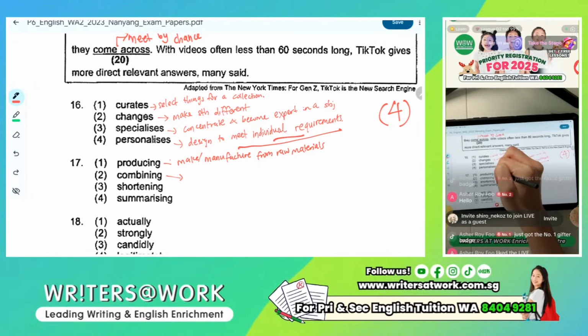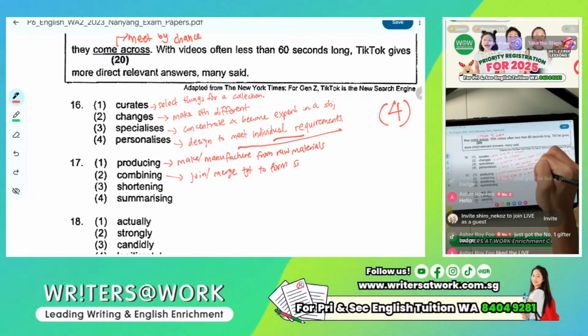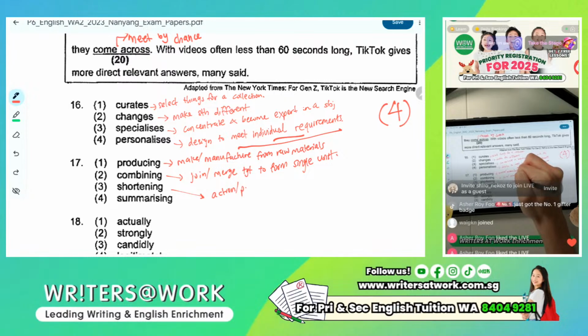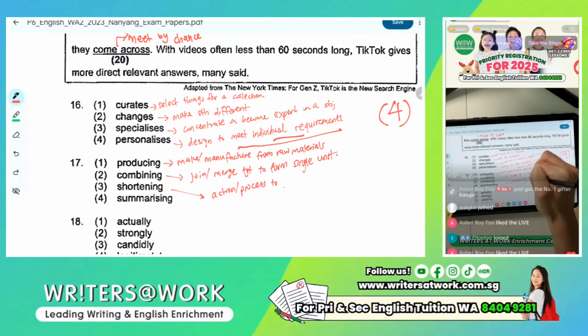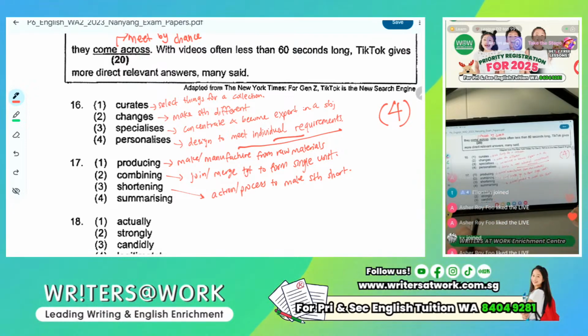Next, we have the word combining, which means that you join or merge together to form a single unit. We also have shortening, which means it's an action or a process to make something short. So you could be referring to, for example, trying to shorten a video.